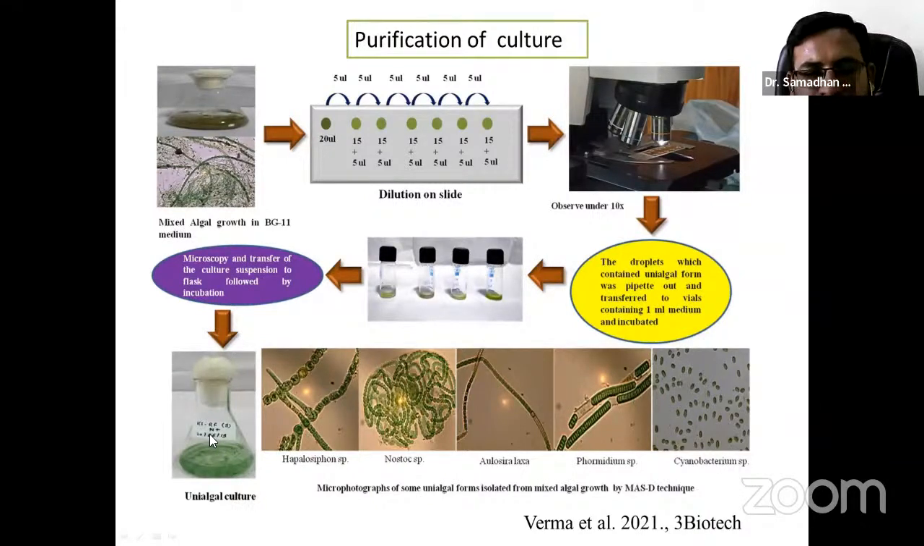So this flask contains only one type of organism, that is a pure culture or axenic culture. Likewise, 4 flasks are there with 4 cultures, so it will be 4 axenic cultures. This is called the MASD technique, microscope assisted slide dilution technique.